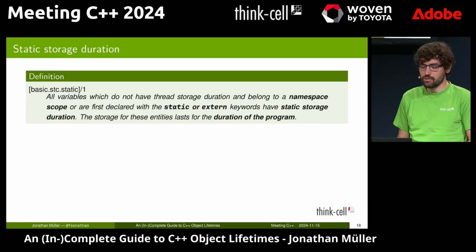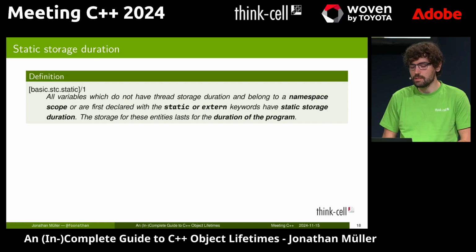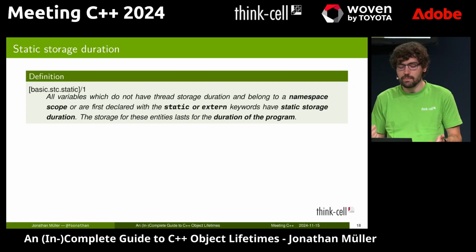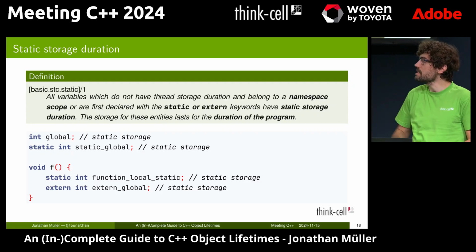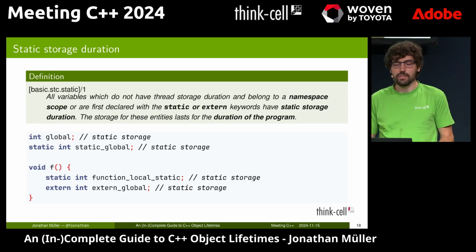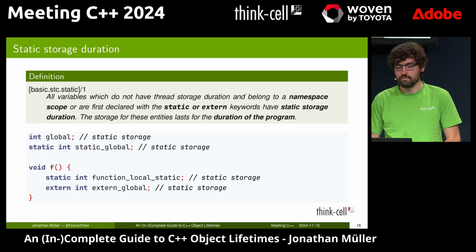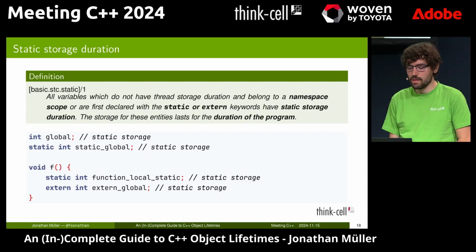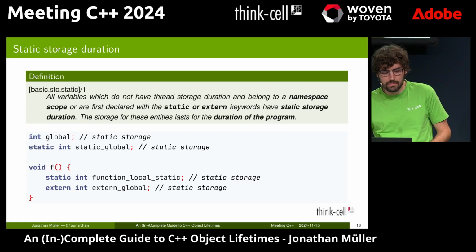Then we've got static storage duration. Static storage duration applies to variables with the static or extern keyword. And their storage is a lot simpler. They simply exist throughout the entire lifetime of the program. So here, all those variables have static storage duration, and their storage is allocated before the program starts and deallocated at some point after the program ends. And yes, you can declare a global variable within the function by just using extern.